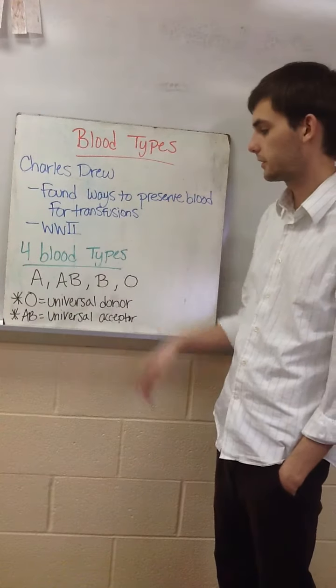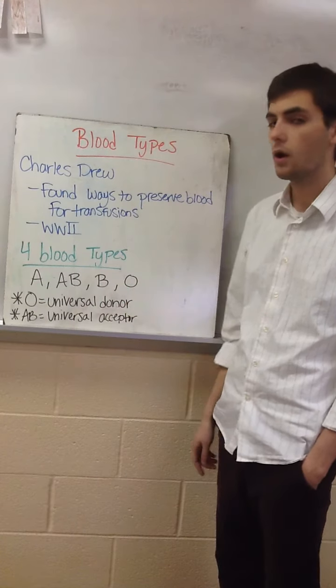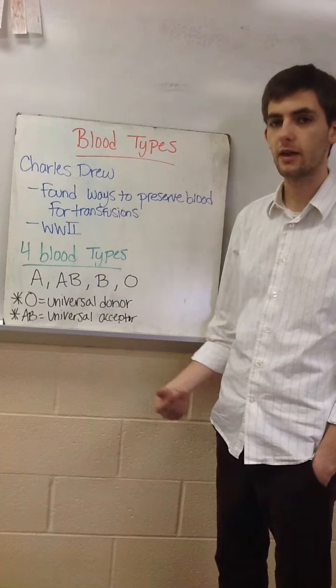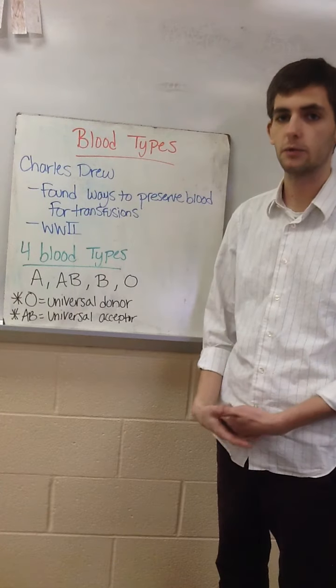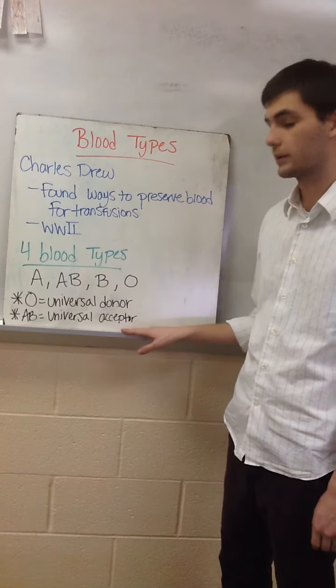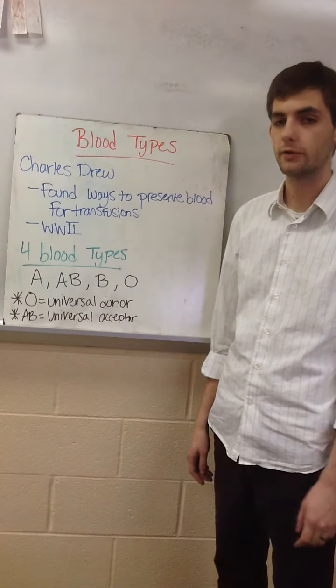There are 4 basic blood types: A, AB, B, and O. O is what we call a universal donor. What that means is that if anybody has a blood type O, they can safely give blood to anybody regardless of their blood type. Blood type AB is known as a universal acceptor, so they can safely receive blood from anybody regardless of their blood type.